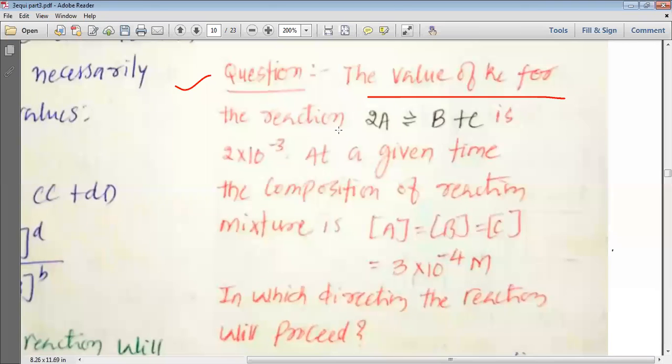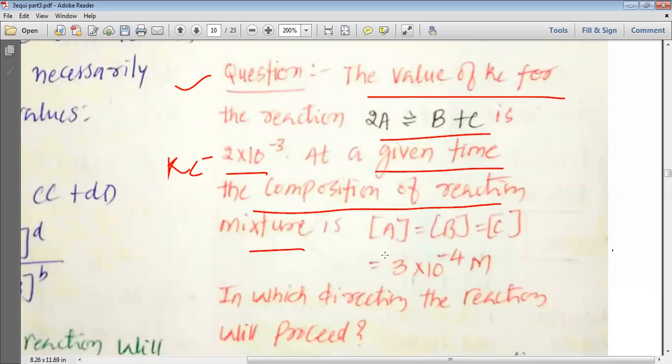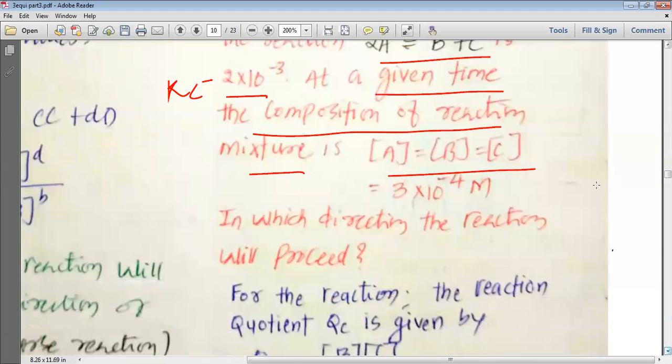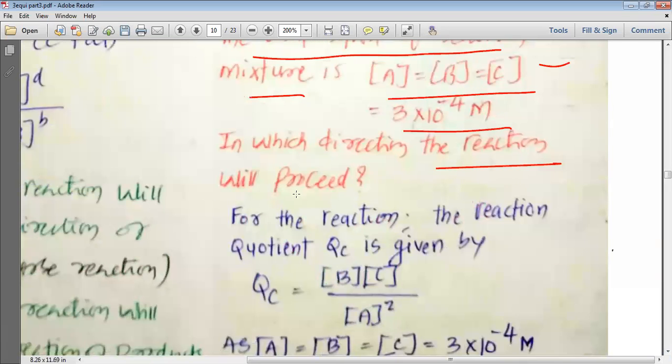The value of Kc for the reaction 2A ⇌ B + C is 2 × 10^-3 at a given time. The composition of a reaction mixture is: the concentration of A = the concentration of B = the concentration of C = 3 × 10^-4 mol per liter. In which direction will the reaction proceed?